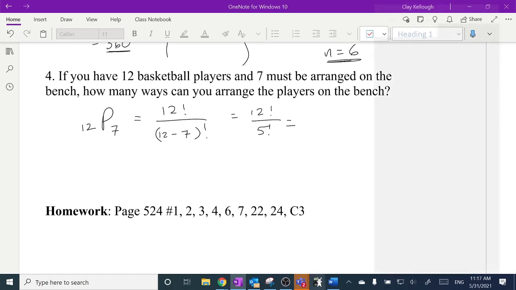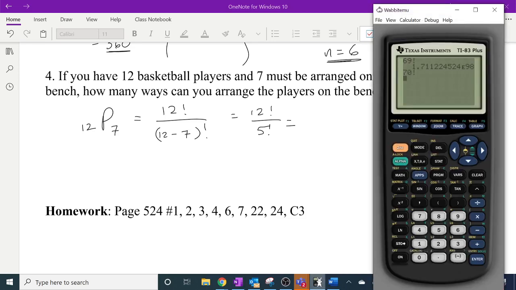Come on, rabbit. There you are. I will punch 12 math. Oh, this is a drag. 4 divided by 5 math 4 equals, and there you go.